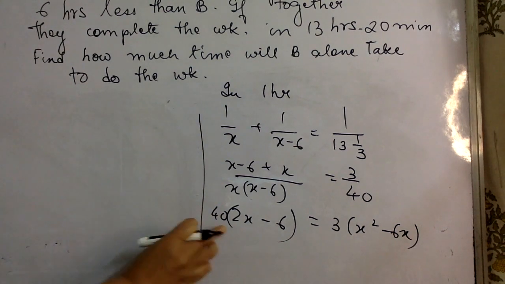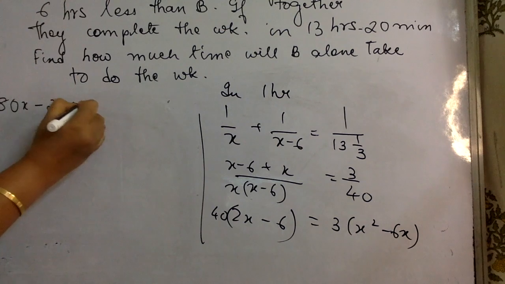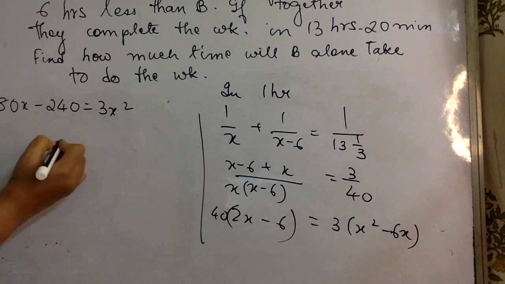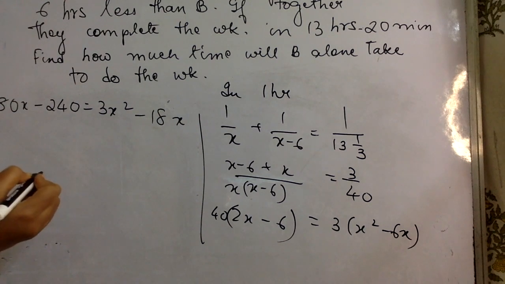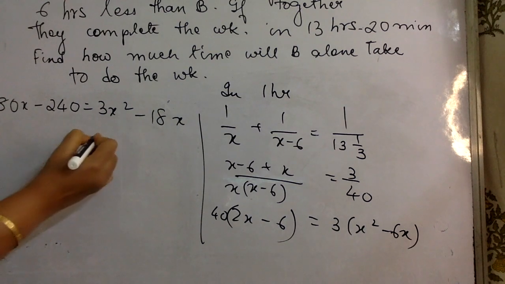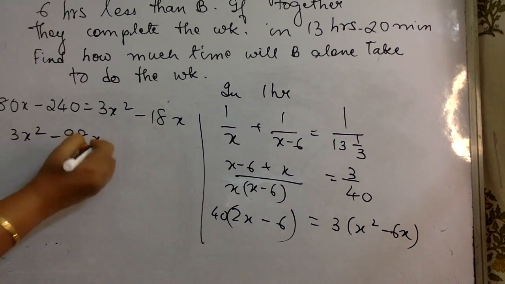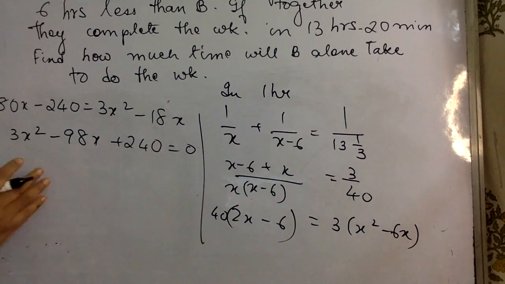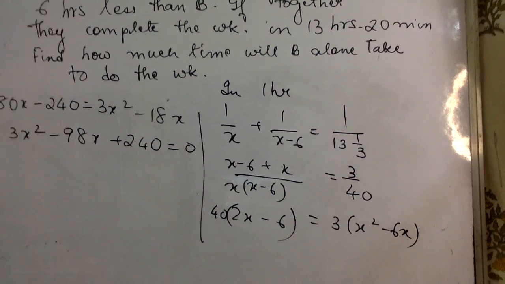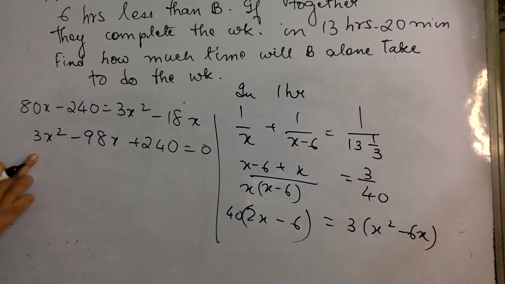So now if I write this here, this is 80x minus 240 is equal to 3x square minus 18x. Okay, that gives me 3x square minus 98x, taking this side, plus 240 is equal to 0. So this is my quadratic equation which is ready. Okay, so my quadratic equation is ready here.